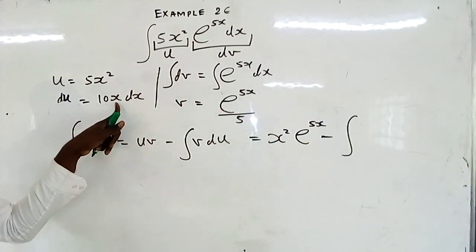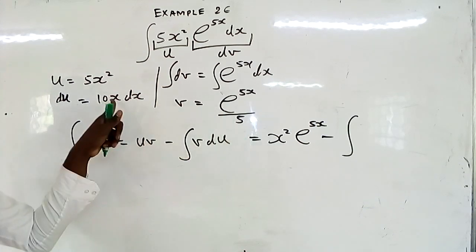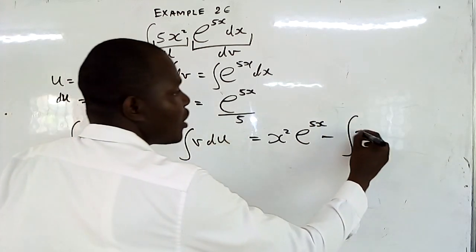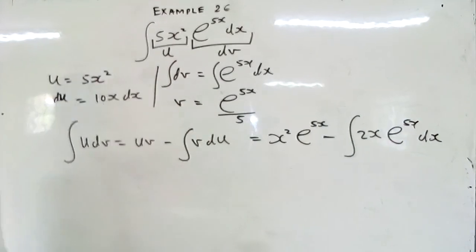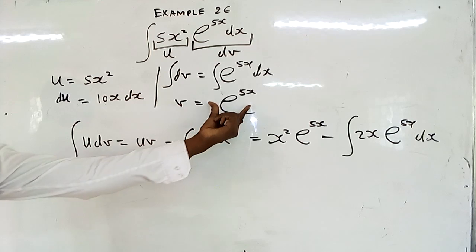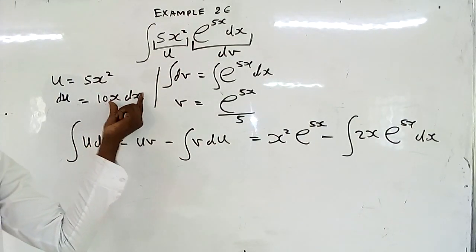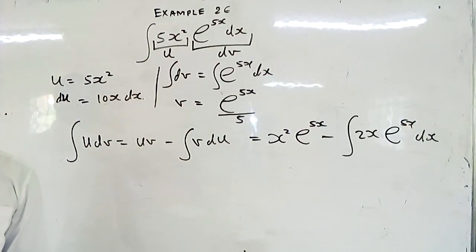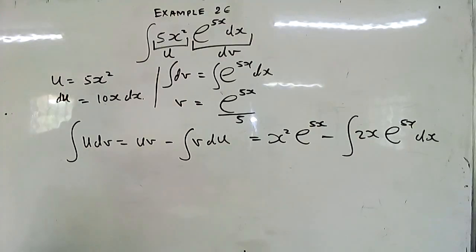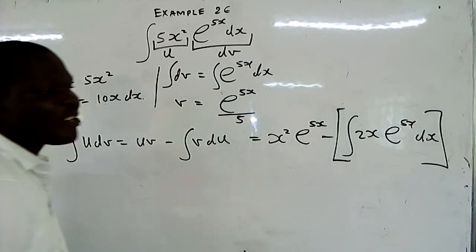V is this times du, isn't it? So 10 divided by 5, you remain with 2x. You remain with 2x exponential 5x dx. That is v times du. V is this, du is this. So 10x dx times exponential 5x over 5, you get 2x exponential 5x dx, isn't it? Are we together? Now, it means we are now integrating this part, isn't it? You bracket what you are integrating.